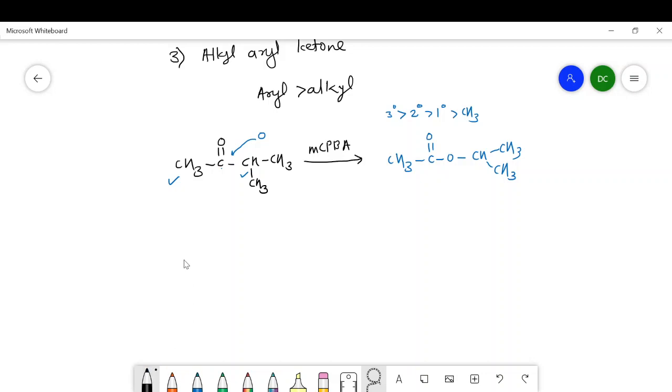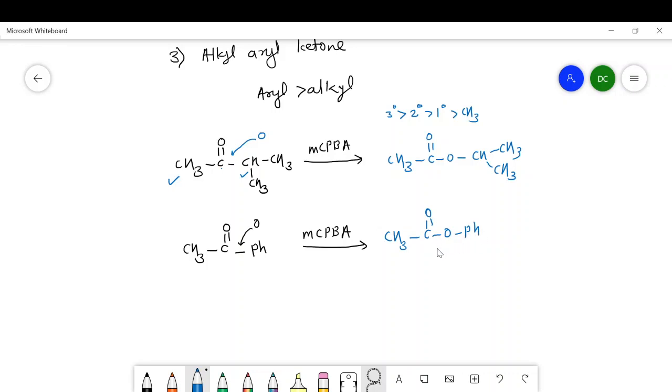Now consider the second example in which I will write CH3 once again, then CO, then I will write here a Ph group. Ph means phenyl group. Now we know that the migratory aptitude of this phenyl group is more than this methyl. So the oxygen is inserted in between this bond and we get the compound like this: CH3COOPh. In this way, we can write the structure of the compound.